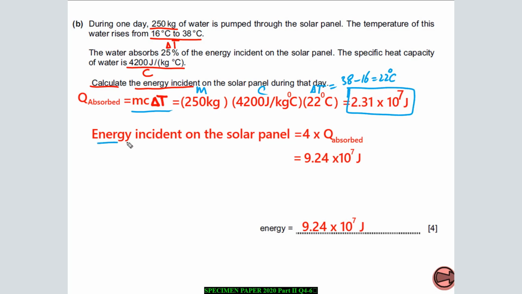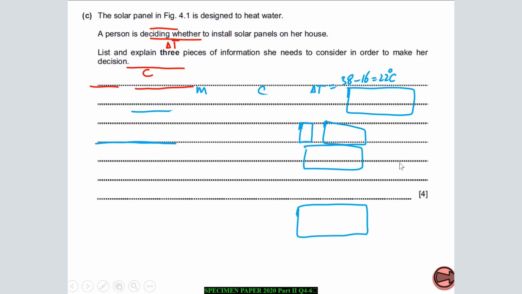Next one, energy incident. As I explained to you before, if we need to calculate energy incident, we just need to multiply by 4 because this one is the 25%. We need to calculate 100%, so we just need to multiply by 4. If we multiply by 4, this will be our final answer, the total amount of energy incident on the solar panel. So you see how we just need to find out how much energy is absorbed and the total energy, then we can just multiply by 4 and we can calculate. Let's move on to next one.